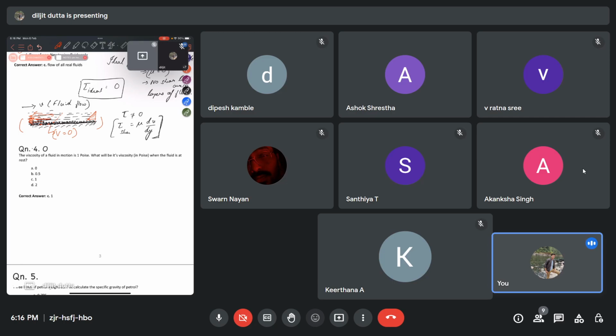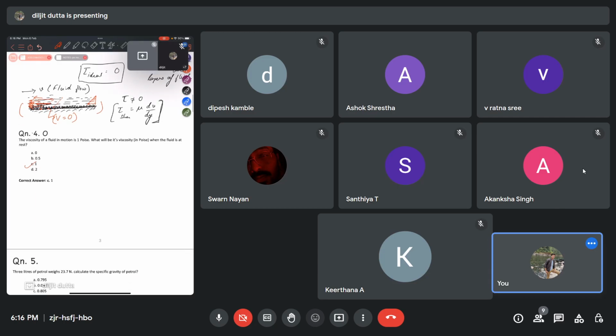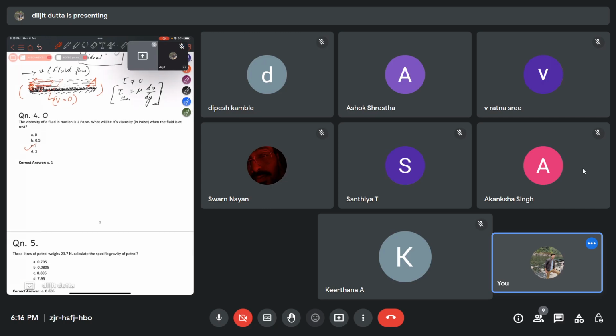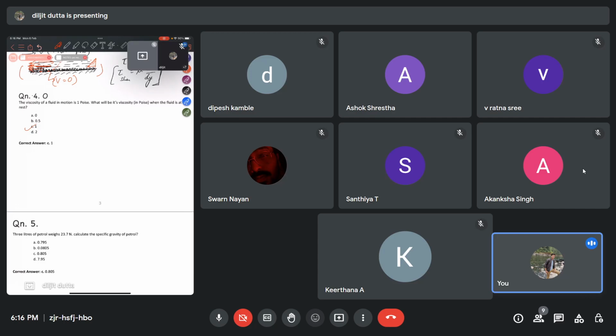For this question, the correct answer will be C, where the viscosity doesn't depend on the type of fluid motion, because mu, the dynamic viscosity, is a property of a fluid.